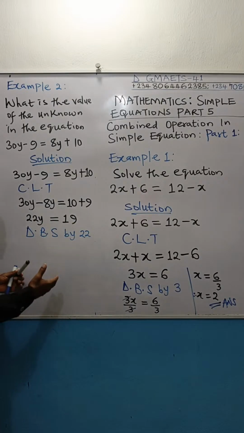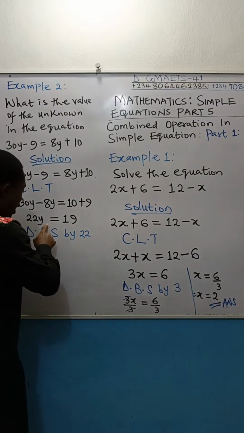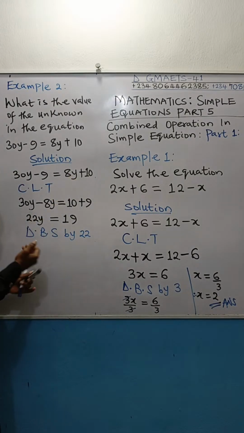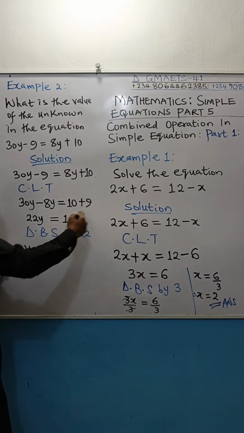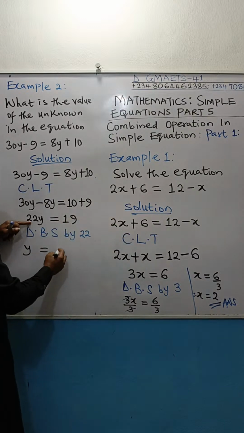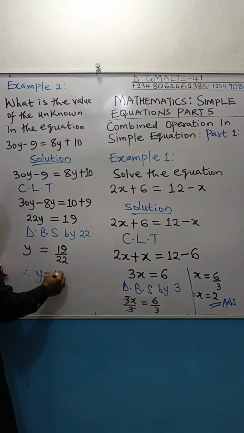If you divide the left-hand side by 22, it's going to be 22y over 22. The 22 will cancel out, and you will be left with y. So let me bring down my y equal to 19 on the right-hand side divided by the coefficient, which is 22. 19 over 22. So y will now be equal to 19 over 22. That is the answer.